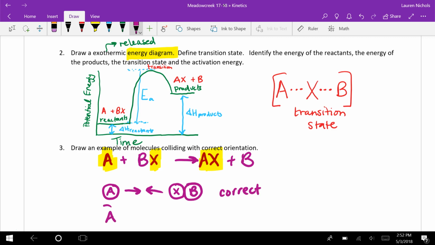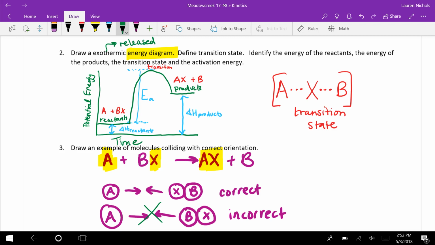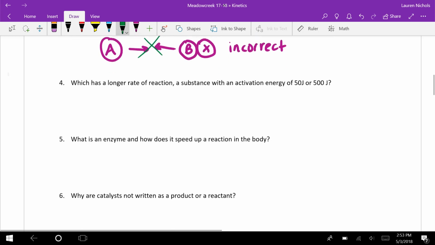But if you have A and it collides with the B atom that's attached to X, well then this would be incorrect. They would just bounce off. A can't react with X if it ends up colliding with B. Okay, you have to collide in order to react. So if the two things that you want to combine don't hit each other, then that is an incorrect orientation.